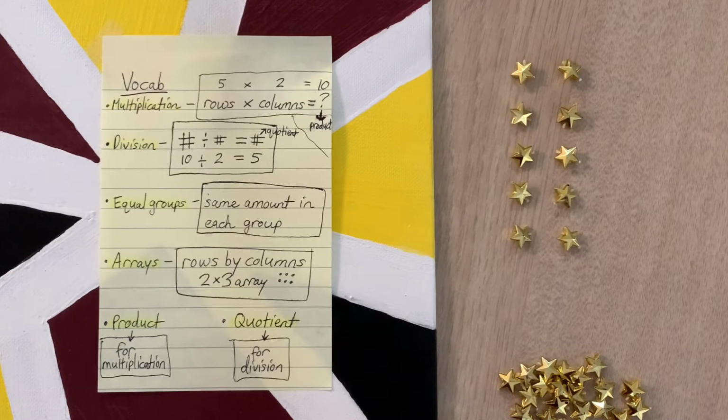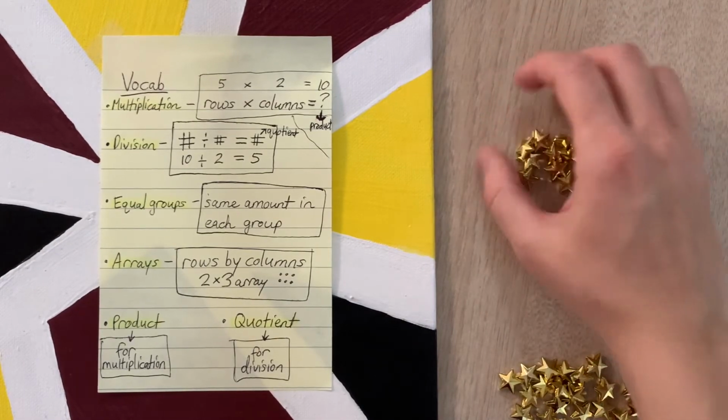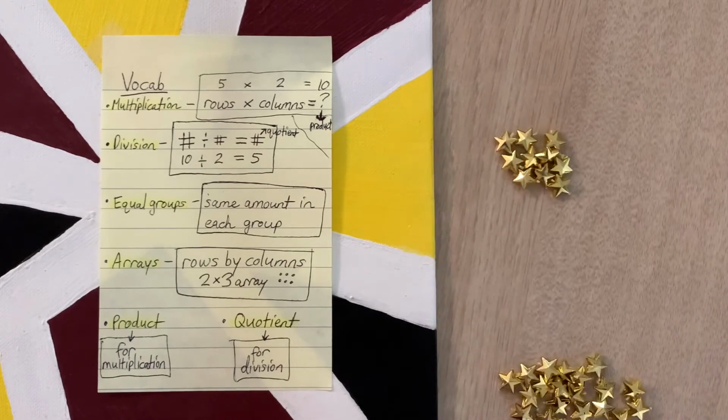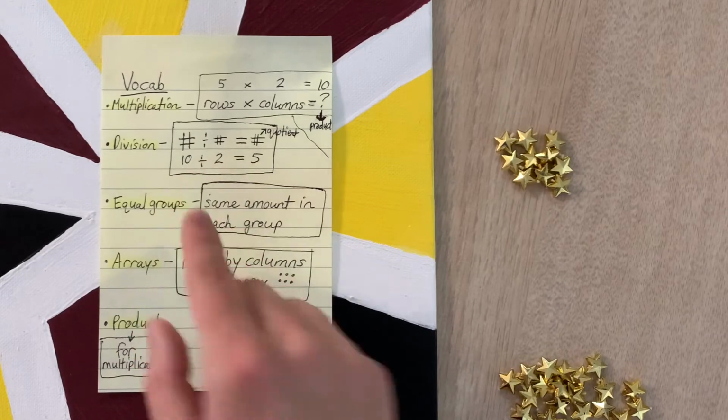So our next vocabulary word is going to be division. Division is when you take your largest number, which is like the total, and you divide it or split it equally between a certain number of groups to give you the number in each group. So I'll show you what I mean. Say I have a total of 10 stars here, my total of 10, and I want to divide my 10 stars equally between 2 groups.